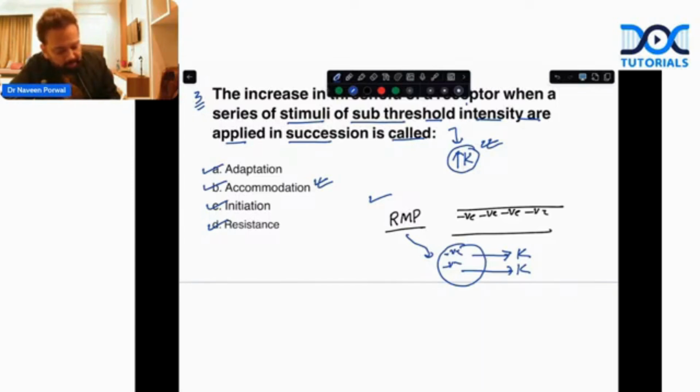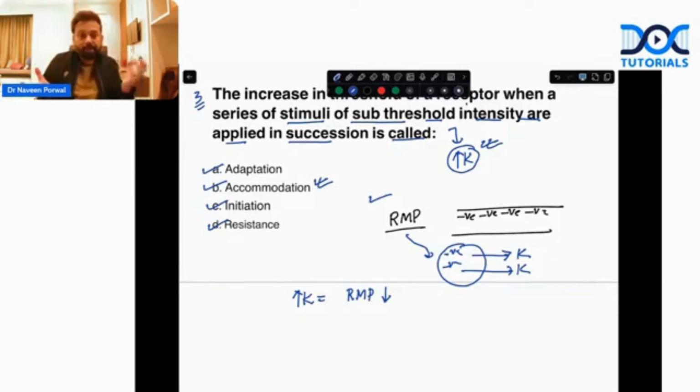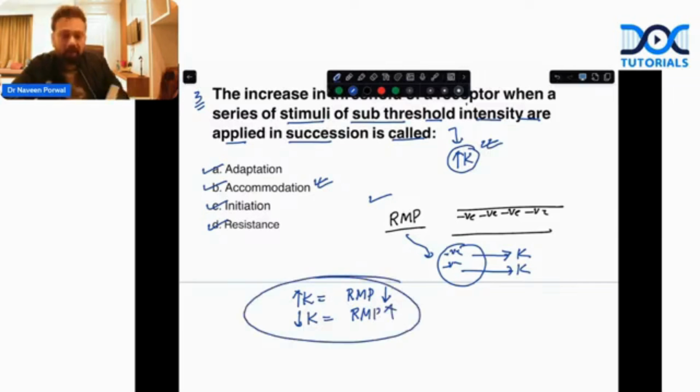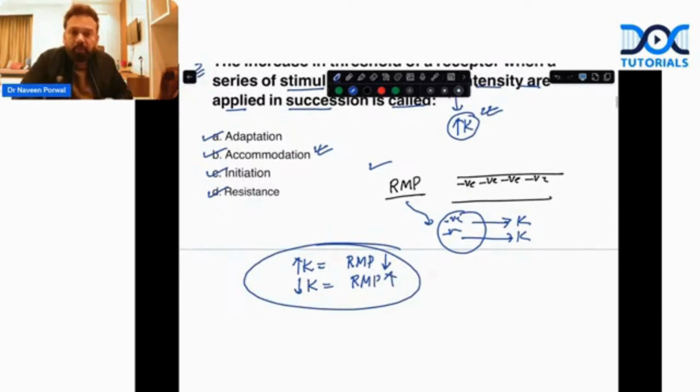Why? If there is hyperkalemia, again a separate MCQ, will RMP be less or more? RMP will decrease. Remember this point. If there is hyperkalemia, more potassium in the blood, less potassium has to go out so that equilibrium can be maintained. So RMP will be less. Please remember this point. If there is hypokalemia, RMP will be more. So in hyperkalemia RMP is less, in hypokalemia RMP is more. This is a separate MCQ.